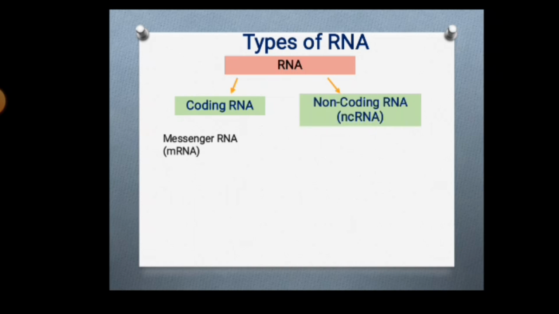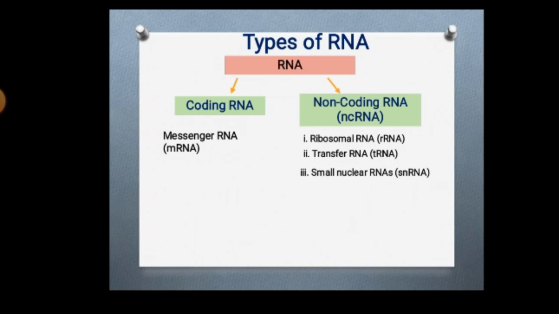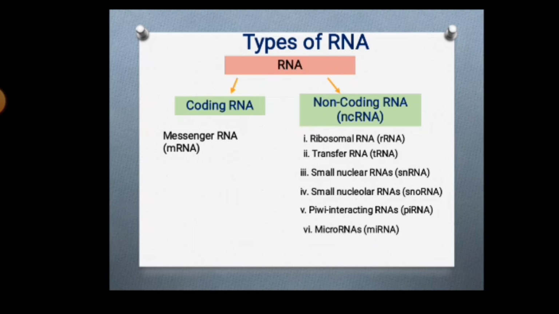The coding RNA is messenger RNA, that is the mRNA, whereas the non-coding RNAs are of various types. First is ribosomal RNA, designated as rRNA. Second is transfer RNA, that is tRNA. Third is small nuclear RNA, that is snRNA. Fourth is small nucleolar RNA, that is snoRNA. Fifth, PIWI-interacting RNA, that is piRNA. Sixth is microRNA, that is miRNA. Number 7 is long non-coding RNA, that is lncRNA.